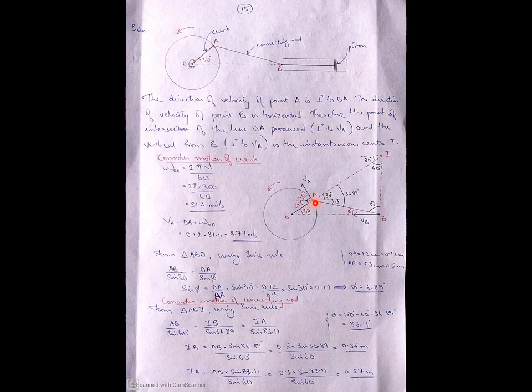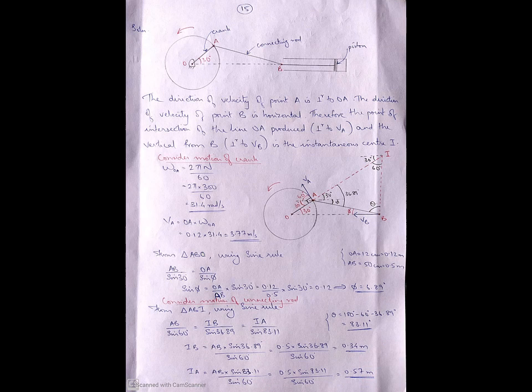We also know this connecting rod distance. So from that we should calculate this IB as well as IA distance. How to calculate it? Using sine rule itself. From triangle ABI, using sine rule, it is AB divided by sine 60 equal to IB divided by sine 36.89 equal to IA divided by sine theta. The angles are known to you. So you will be getting IB equal to AB into sine 36.89 divided by sine 60. So you will be getting IB equal to 0.34 meter. And similarly, connecting the other two, you will be getting IA equal to 0.57 meter.